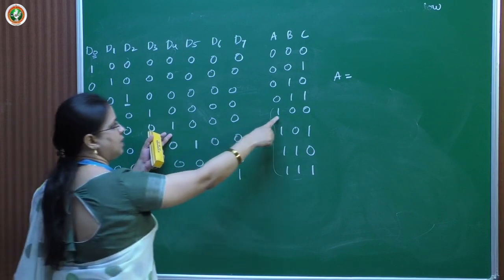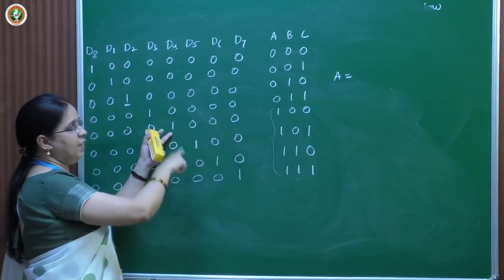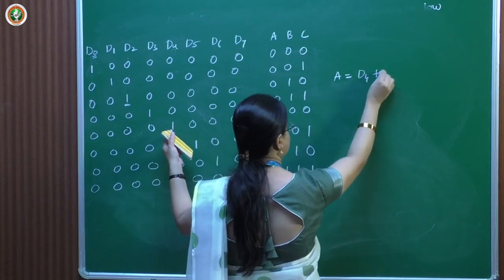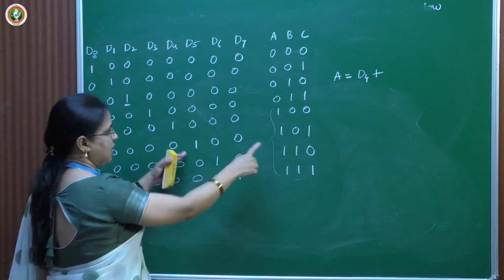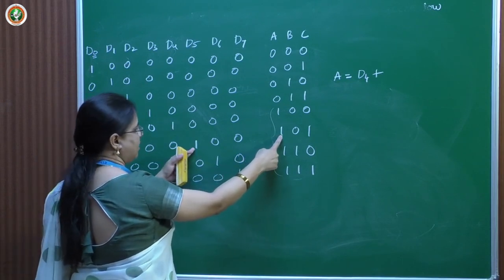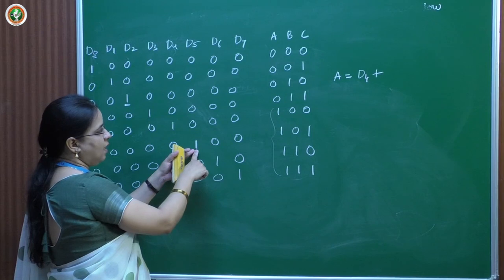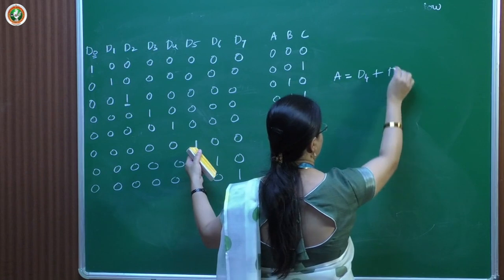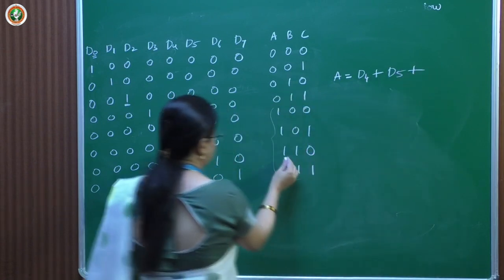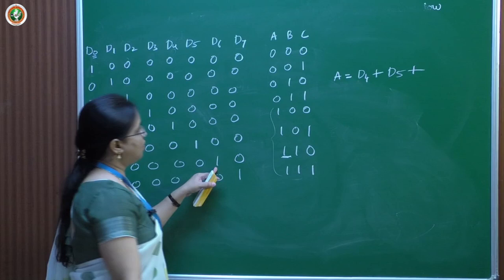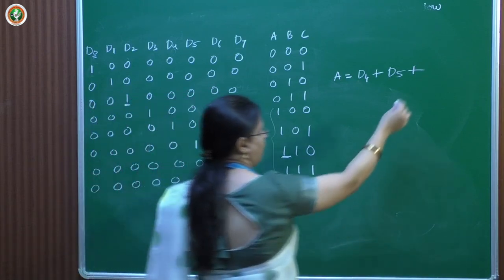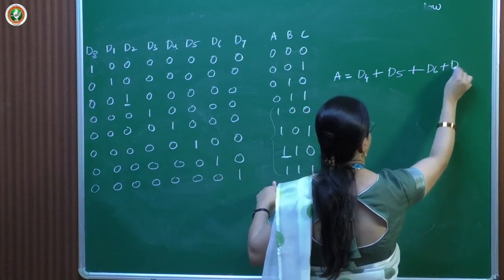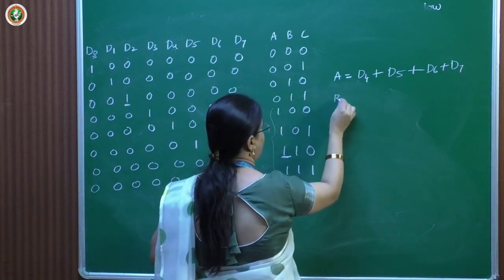Okay, so for this one entry, which is the input that is high? D4. Then I have to take D4 here. Okay, then plus I have to take the next entry. What is the next entry I have? This one. Then what should be done? What is the entry that is giving me this high value? It is D5. So I should write D5 plus next entry is this one. It is because of the entry D6. Okay. Then we have next one as D7. That is the logical expression for output B.